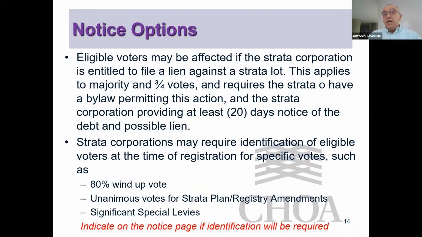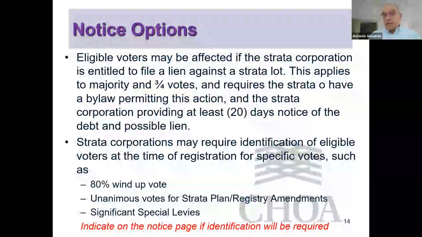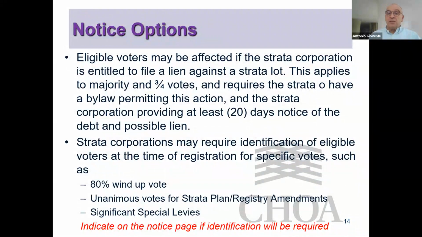The first is eligible voters can be affected if the strata is entitled to file a lien against the strata lot. It only applies to majority and 3/4 vote, but it also requires that the strata has a bylaw permitting the action, and the strata provided at least 20 days notice of the debt and the possible lien. This is what essentially makes a person ineligible to vote.